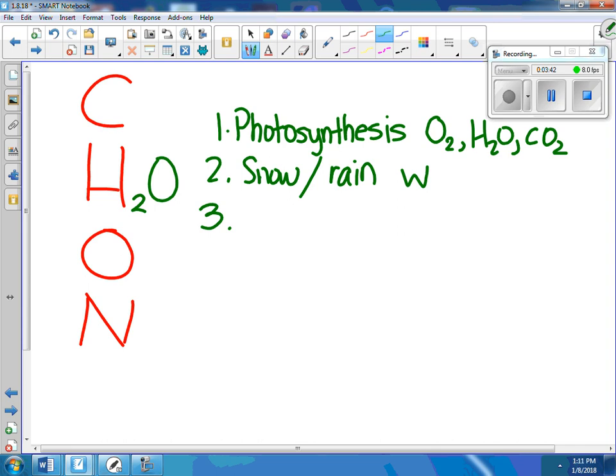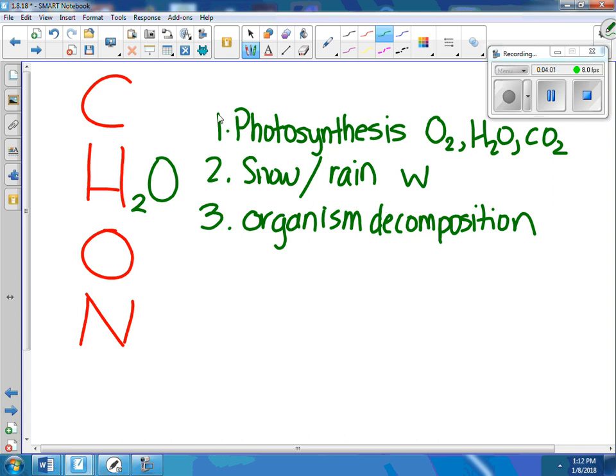Number 3, this is on your paper. You should be writing this down. Organism decomposition. What does decomposition mean? To break down, thank you. So if something is being broken down in an organism, what elements are we going to recycle? We're going to recycle all of them. She's right. All of the elements.